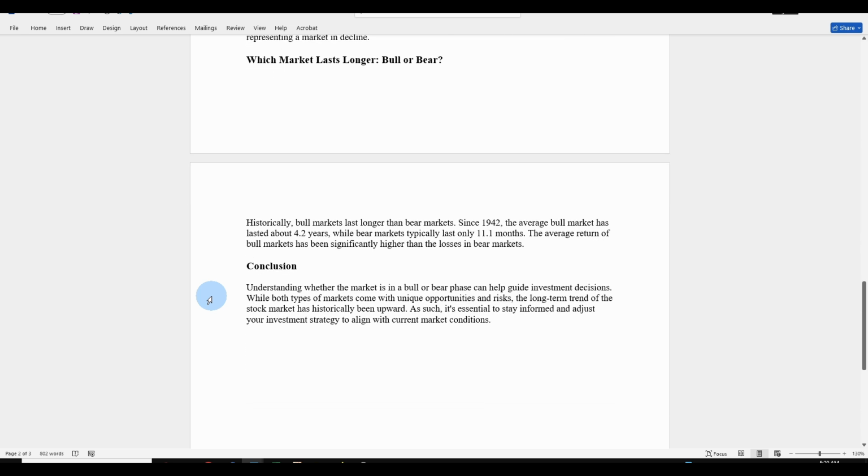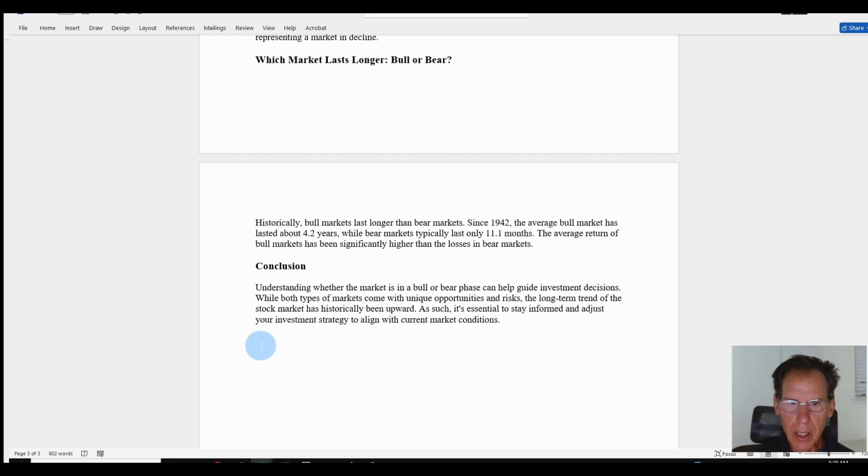Conclusion: understanding whether the market is in a bull or bear phase can help guide investment decisions. While both types of markets come with unique opportunities and risks, the long-term trend of the stock market has historically been upward. As such, it's essential to stay informed and adjust your investment strategies to align with current market conditions.